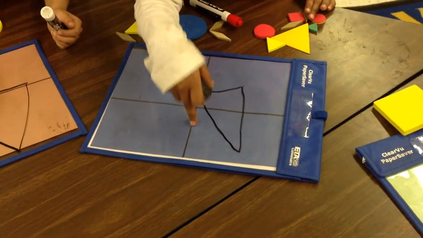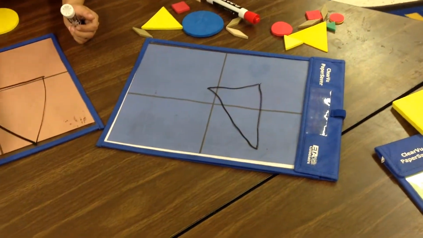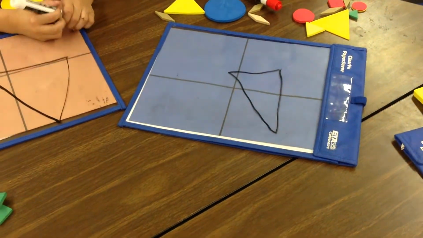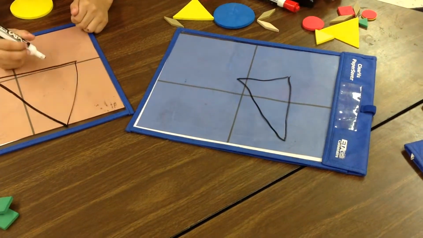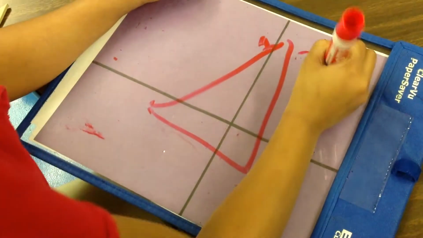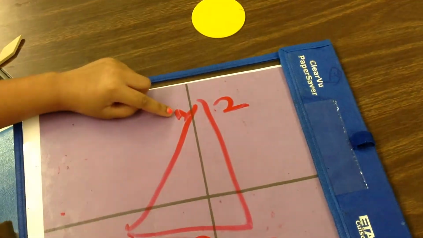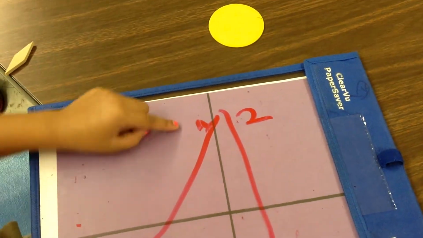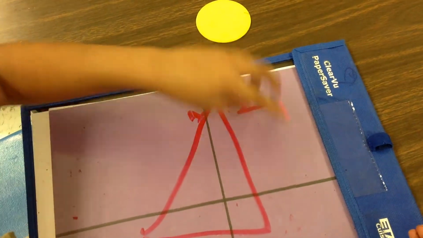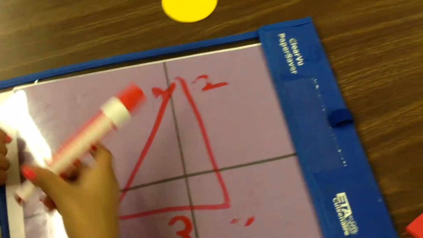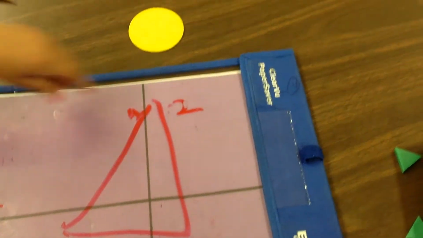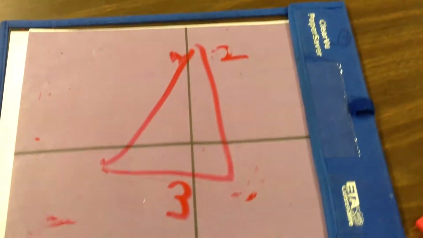And this. Okay, what I'd like for you to do is label the sides. Put the numbers on each side. I just did that. I put a 1 on the side here, and I put a 2 right here. I put a 3 at the bottom. When you add it up, that makes 3.